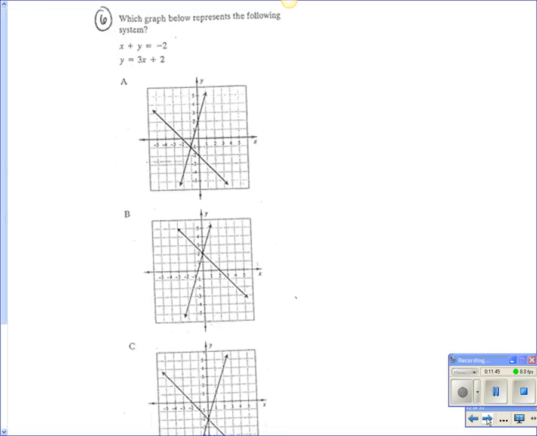Number 6. Which graph represents the following system? Tyler, what am I going to have to do? What's the first thing I see I'm going to have to do right here? So Tyler, what moves to the other side? Very good. And that's all you have to do on that one.